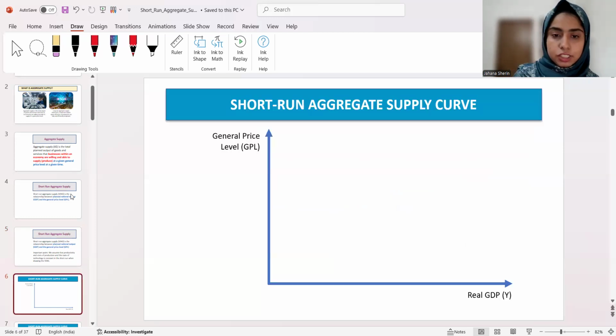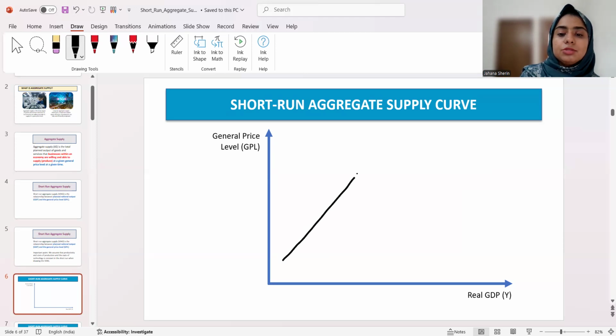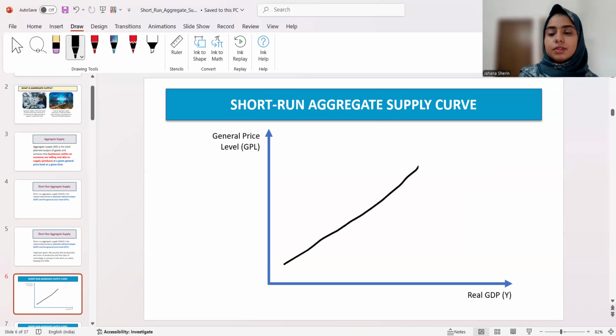I'll show you the relationship. We are taking real GDP on the x-axis and general price level on the y-axis. So if it is a positive relation, how do we draw the graph? Is it negative? Is it positive? A positive straight line looks like this. We can name this SRAS, the short run aggregate supply curve.